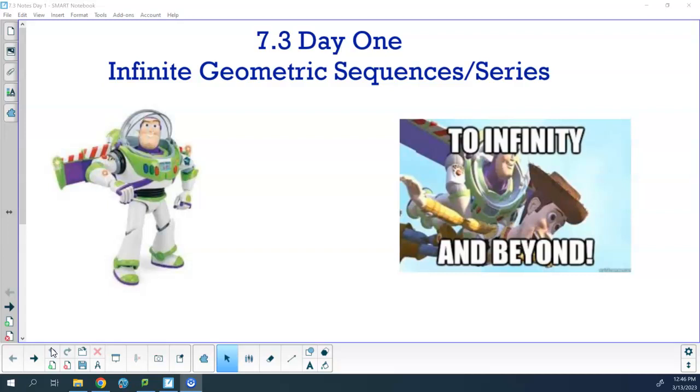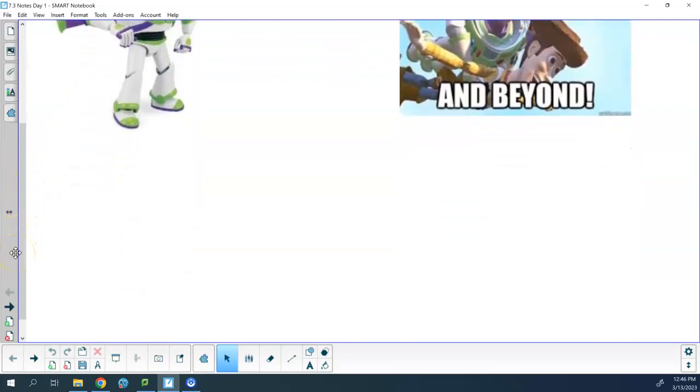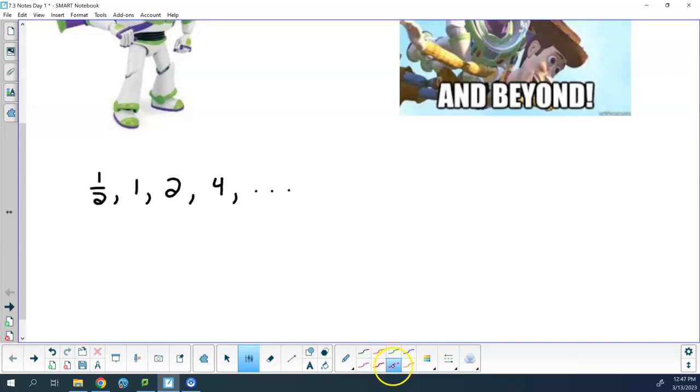First off, we've got to talk about what these look like. If it's given to you in sequence form, we would have something like 1/2, 1, 2, 4, and so on. These dots right here, that's the key. That's telling you that the geometric sequence, multiplying by 2 there, is going to continue on forever and ever and ever.